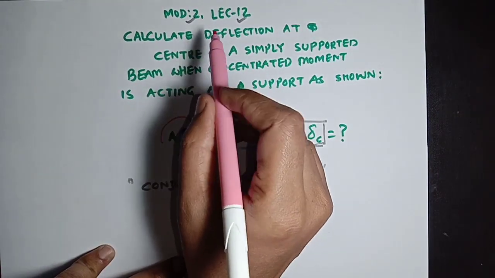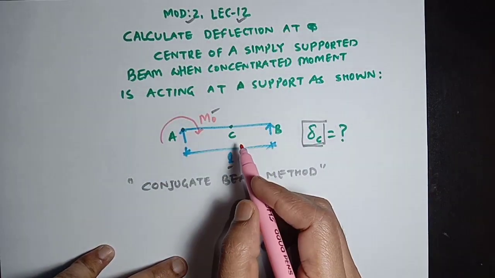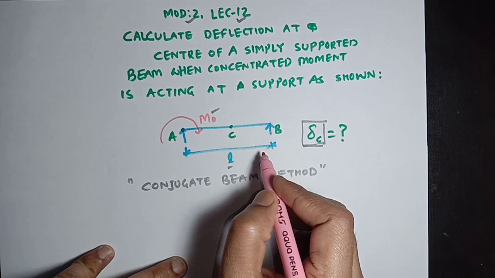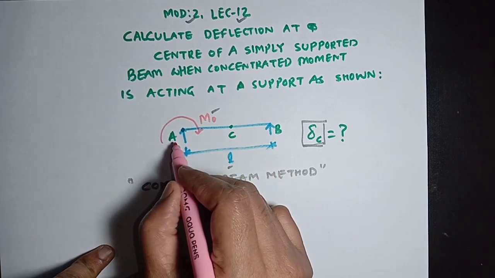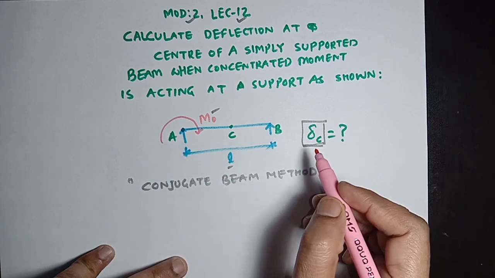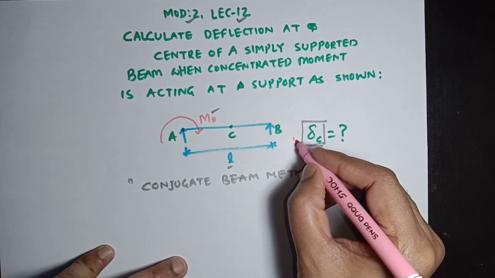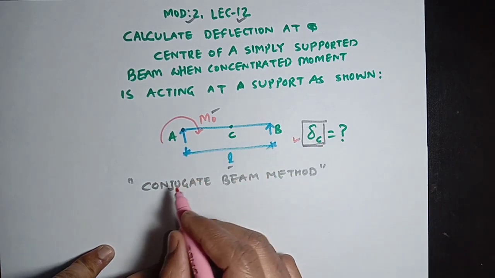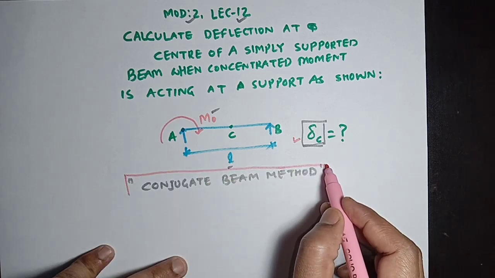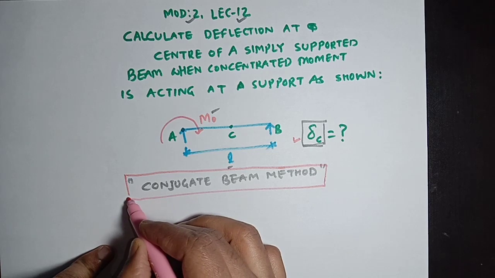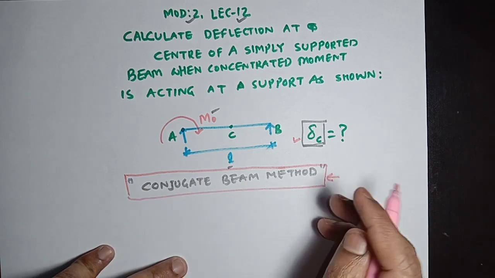Dear friend, I am here to find the deflection at point C of this simply supported beam, which is subjected to a concentrated moment at support A. We need to find the deflection at C of this simply supported beam, and the method used for this deflection calculation will be the conjugate beam method.